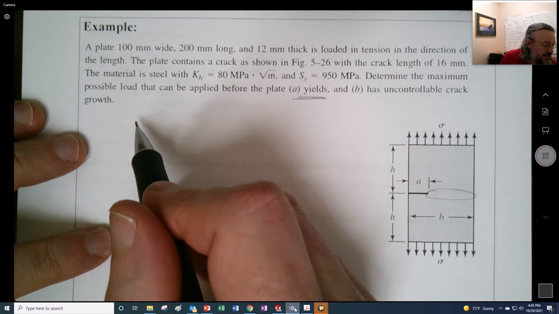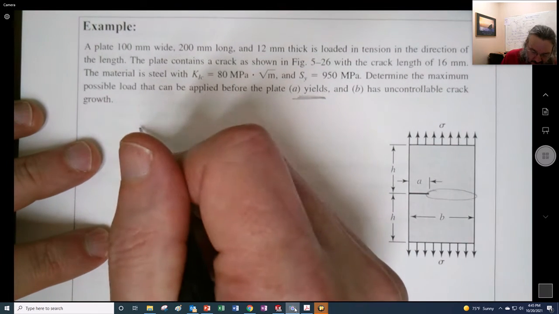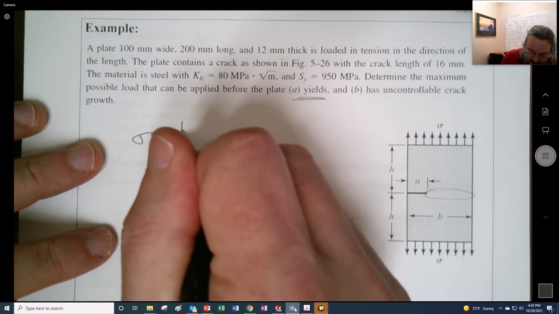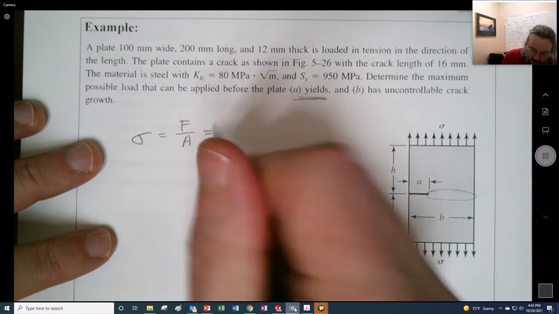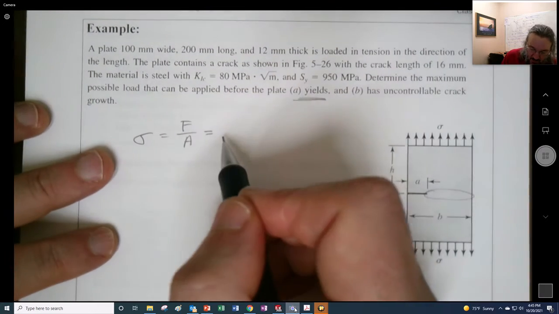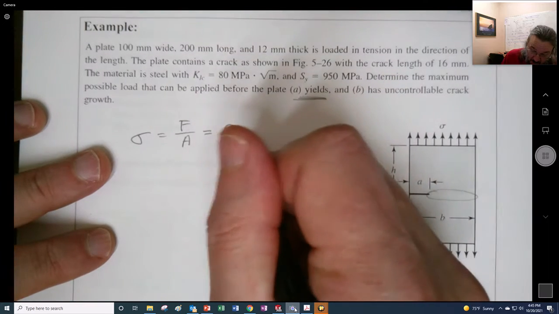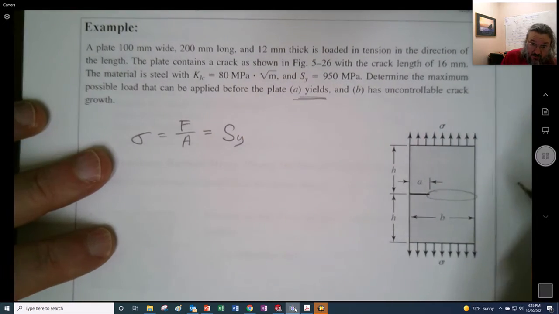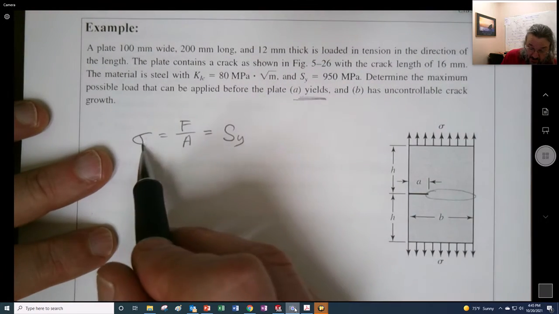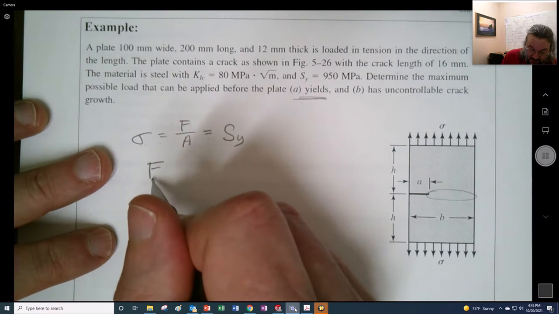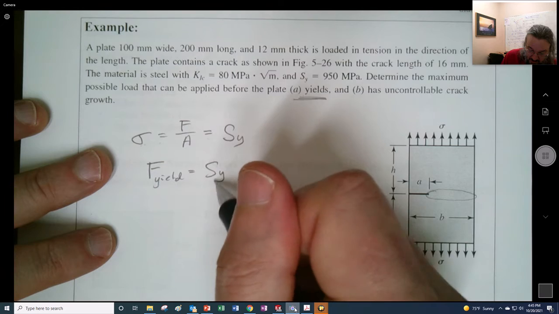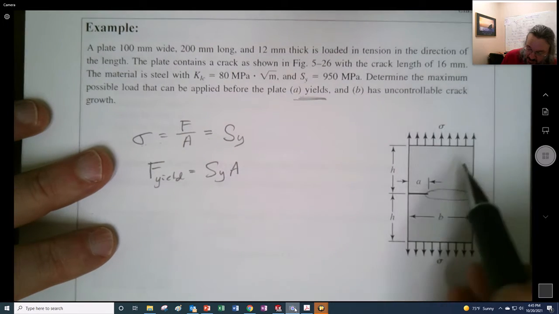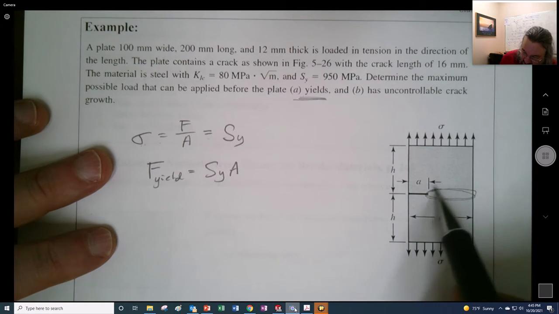So let's see how I'm going to say this. Stress is going to be equal to F over A, and critically, this will occur when it equals yield strength. That's part A. So we want to find the yield force, which is going to be yield strength times the area. Now the area should be this stuff that's left over.